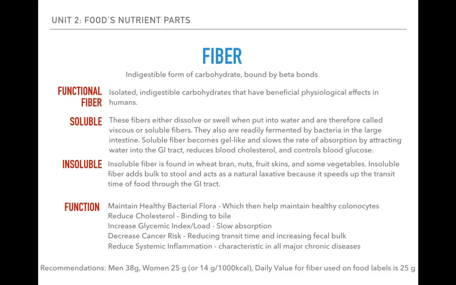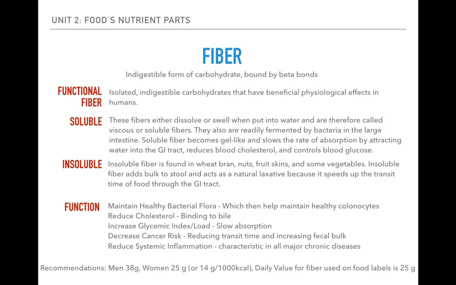So those with blood sugar issues are often told to include lots of fiber in their diet, especially when they have more simple carbohydrates in a meal. They'll say if you're going to have the cake, have it with some beans and nuts on the side.